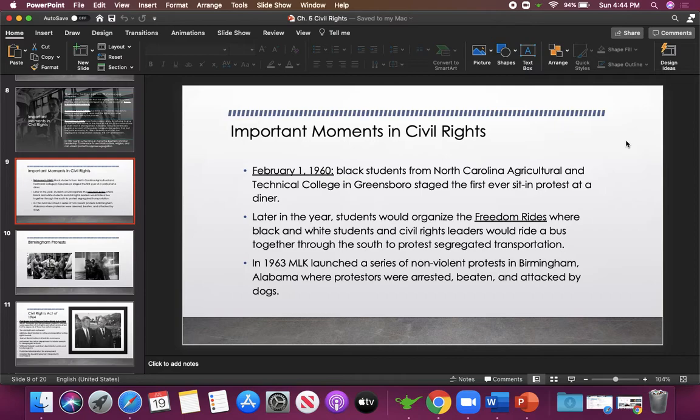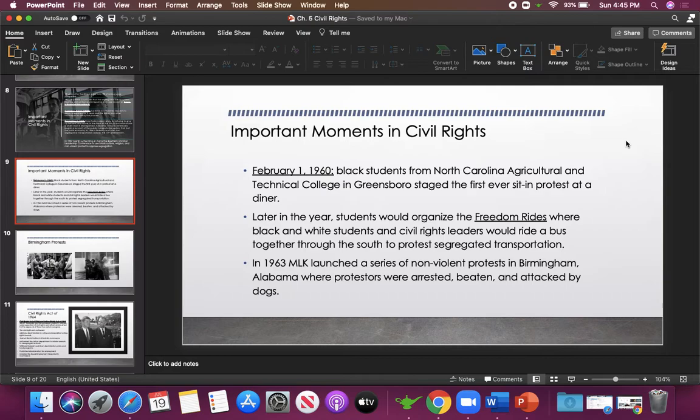Some other things that are happening. February 1st, 1960, black students from the North Carolina Agricultural and Technical College in Greensboro stage a sit-in protest at a diner. If you look this event up, there are a lot of pictures of it. Essentially, what they do is they just go into a diner and sit down at the counter, violating these ideas of segregated dining spaces, and they try and order coffee and food, and they are refused service. People start to crowd around them and start yelling at them and punching them and dragging them out of the diner, and they are arrested.